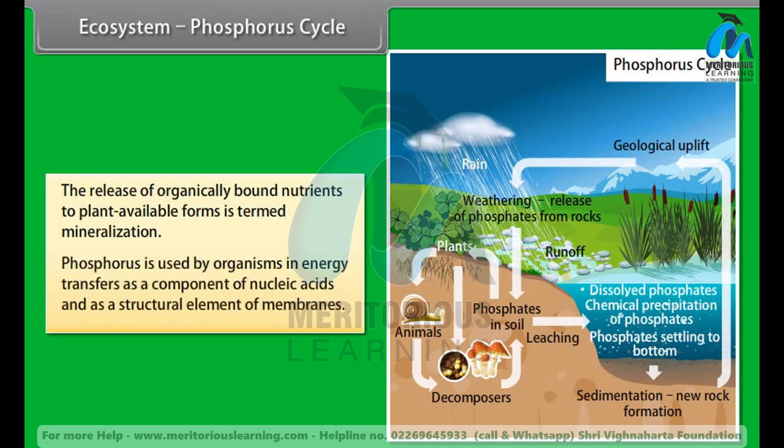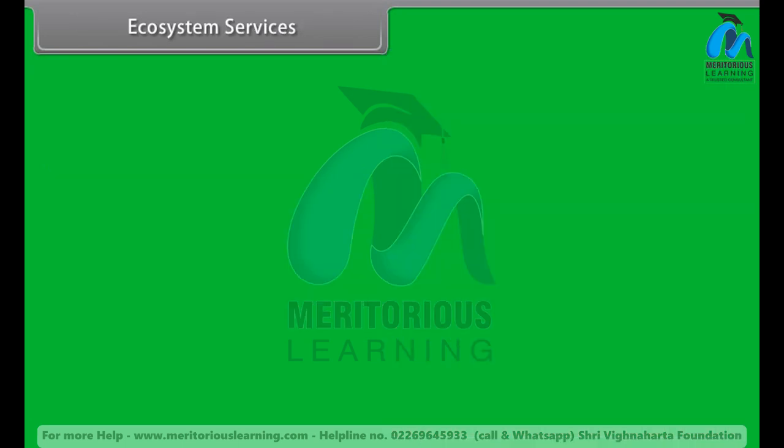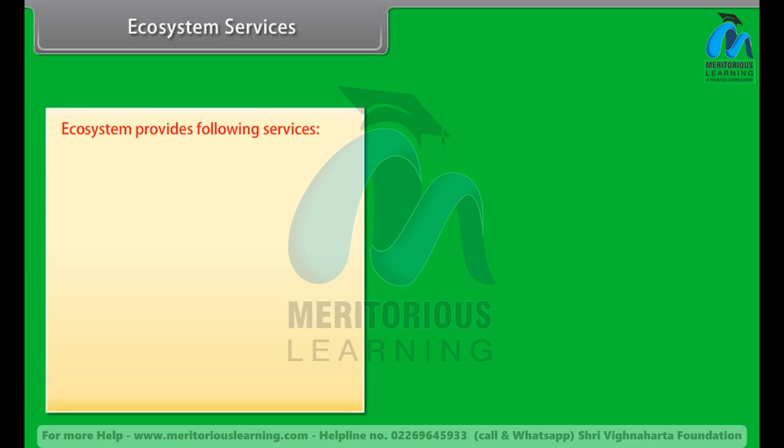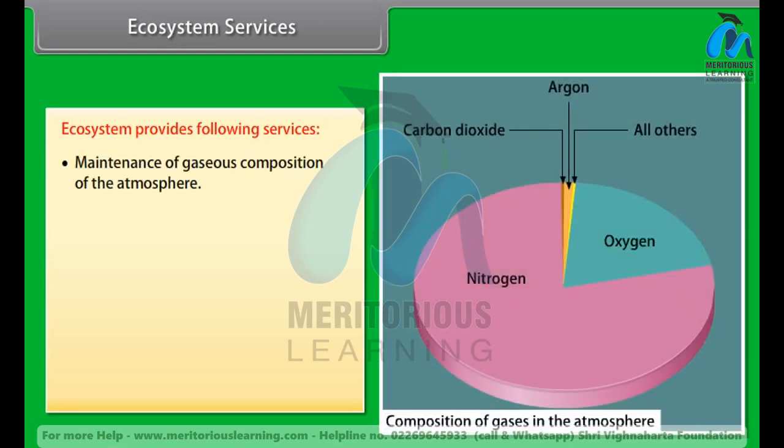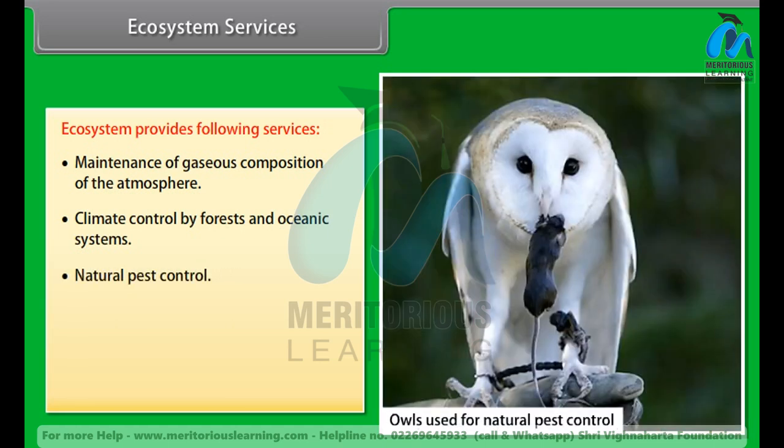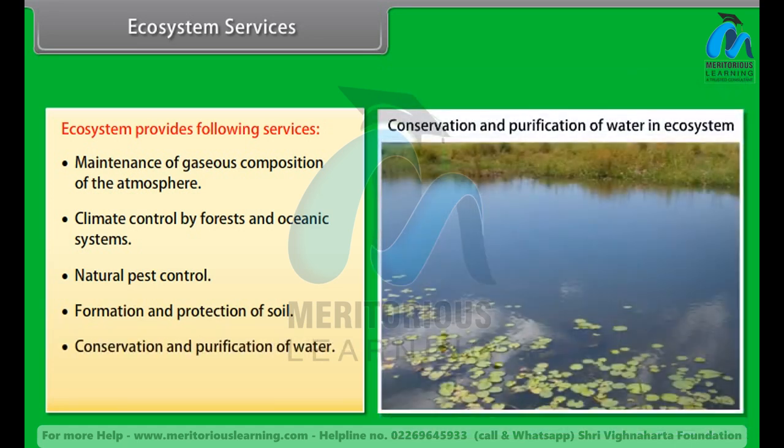Phosphorus is used by organisms in energy transfers, as a component of nucleic acids, and as a structural element of membranes. Ecosystem services. Ecosystems provide the following services: maintenance of the gaseous composition of the atmosphere, climate control by forests and oceanic systems, natural pest control, formation and protection of soil, conservation and purification of water, nutrient cycling, etc.